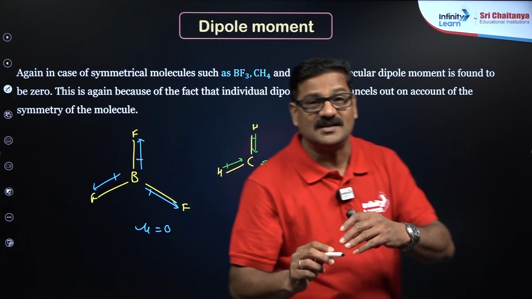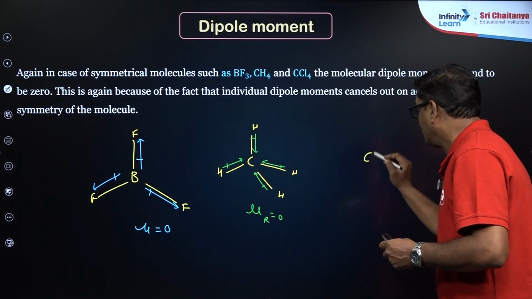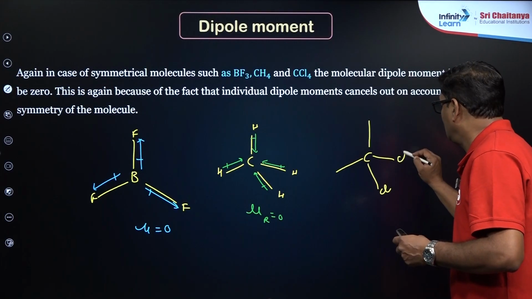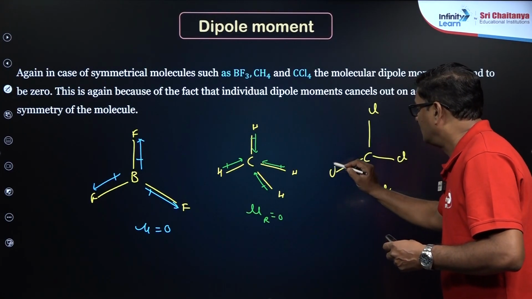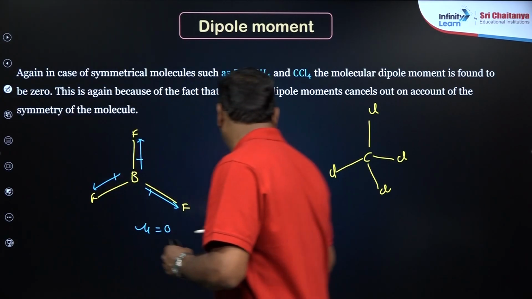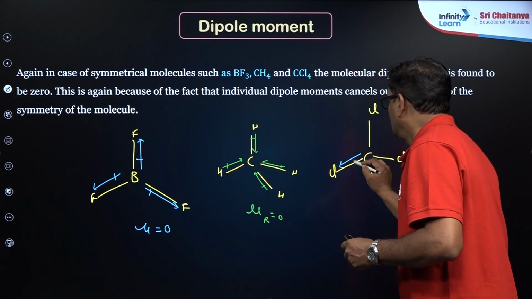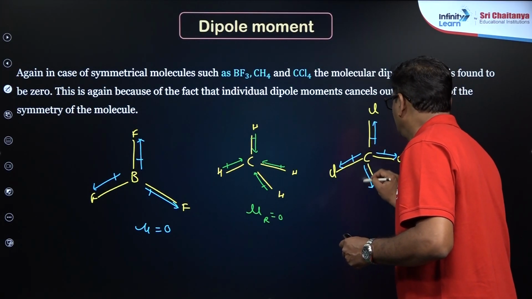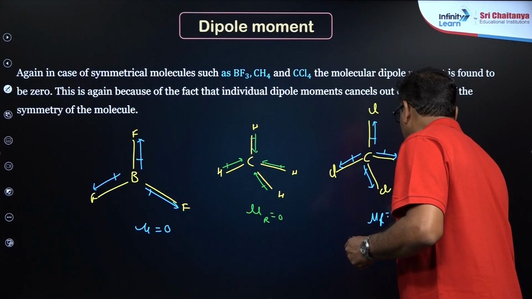In this case, the chlorine is more electronegative. Chlorine and chlorine and chlorine and chlorine. So in this way, the chlorine is going to pull the electrons out. So the resultant dipole moment is going to be 0.